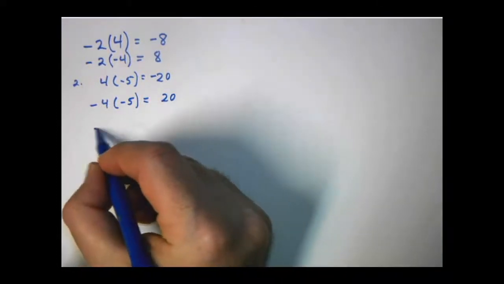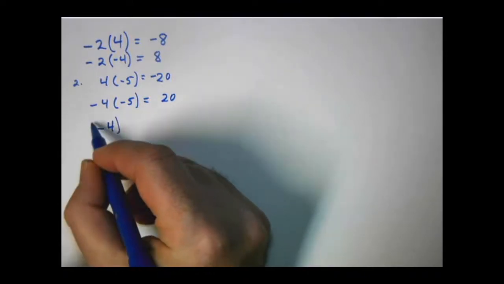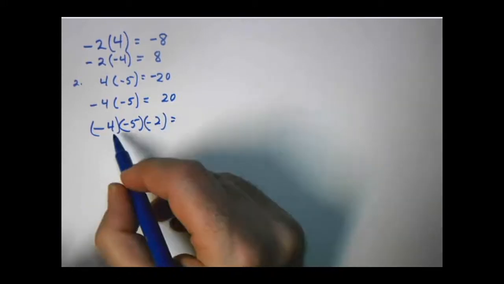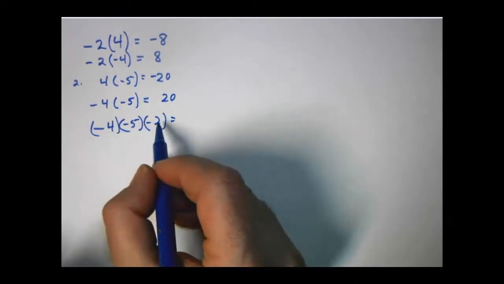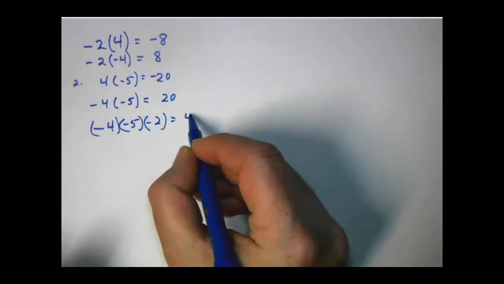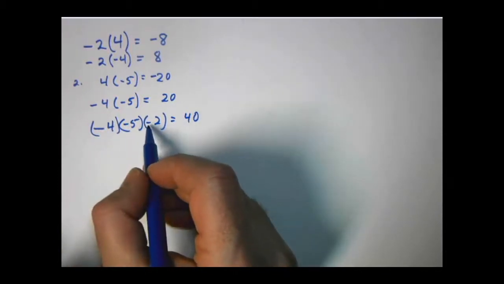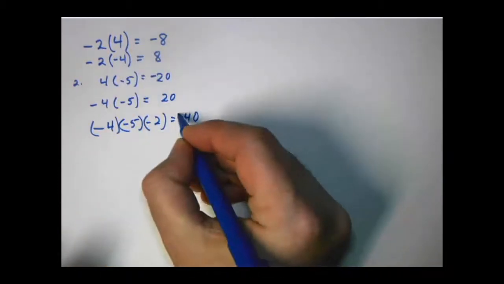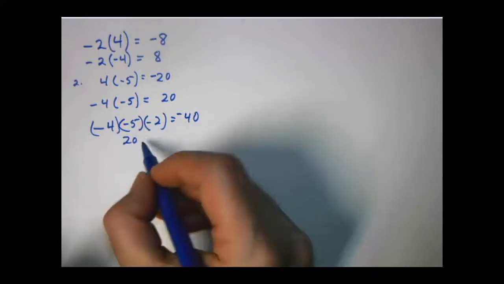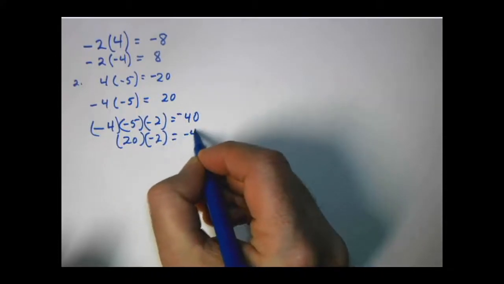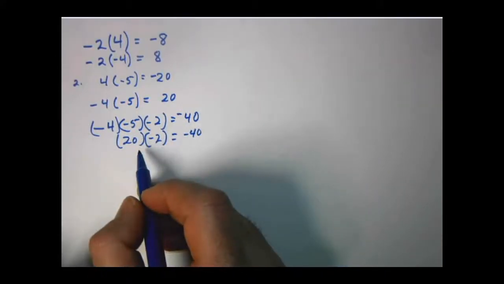Well, what if I have 3 signs? Let's say I have -4 times -5 times -2. Well, I do regular multiplication. 4 times 5 times 2 is going to give us 40. And how many signs do I have? I have 1, 2, 3 signs. That's an odd number of signs, so it's going to be negative. Another way to do this exact same thing: a negative times a negative is a positive. We were multiplying straight across, so that's a positive 20 times -2, which gives us -40.